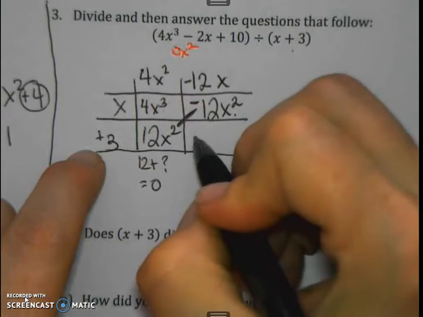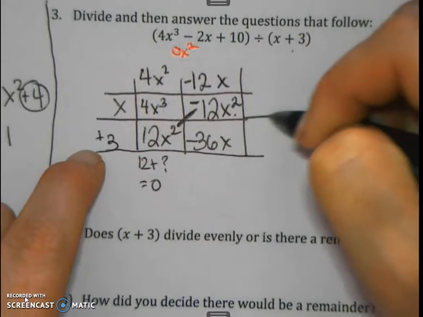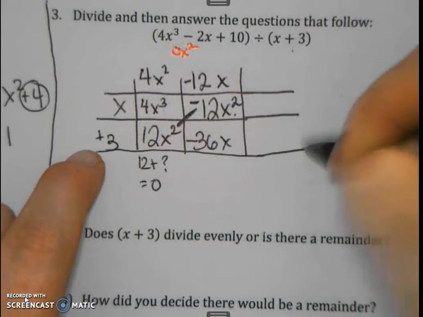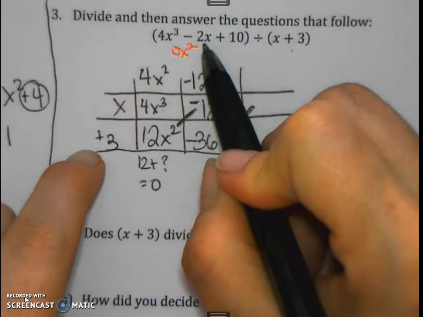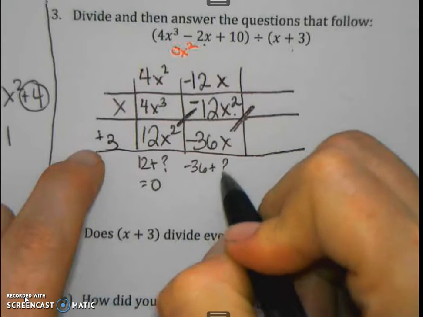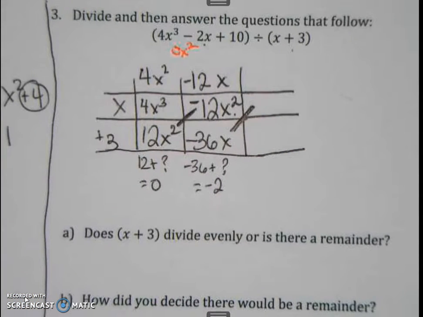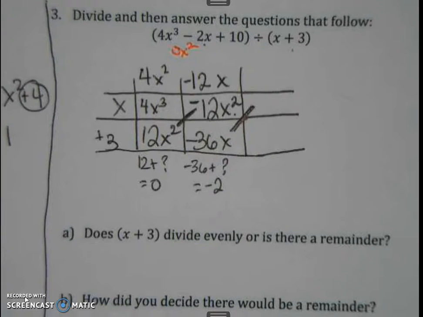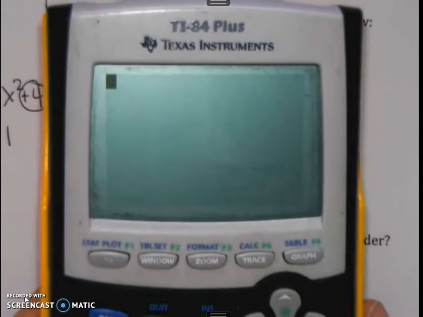Multiply times 3, negative 36x. Not done yet because we have to go till we get a number. These two have to add up to make negative 2, the x number. So negative 36 has to add to something to make negative 2. Any ideas? 34? Negative or positive? Let's try it.